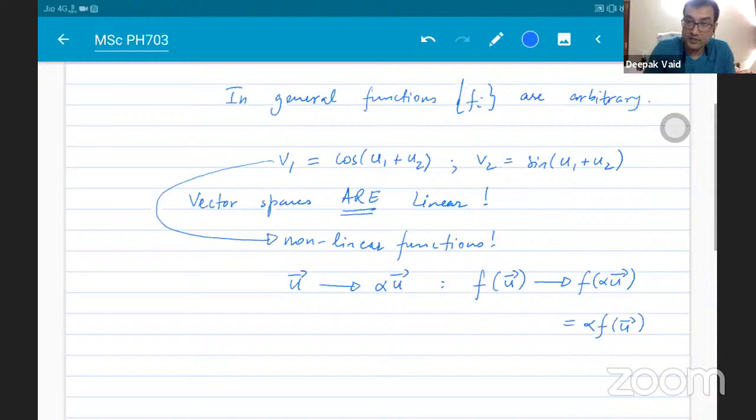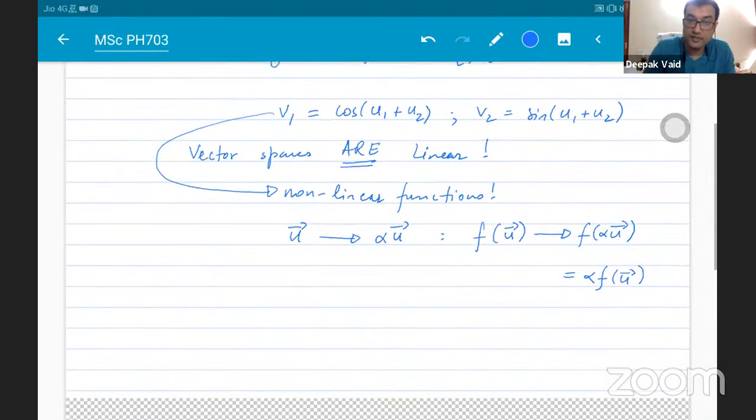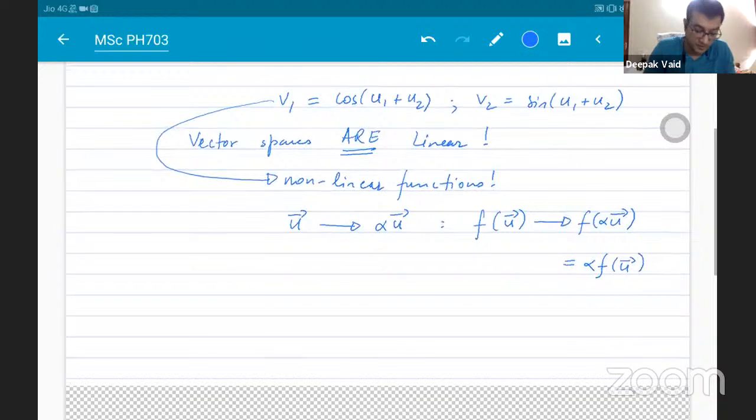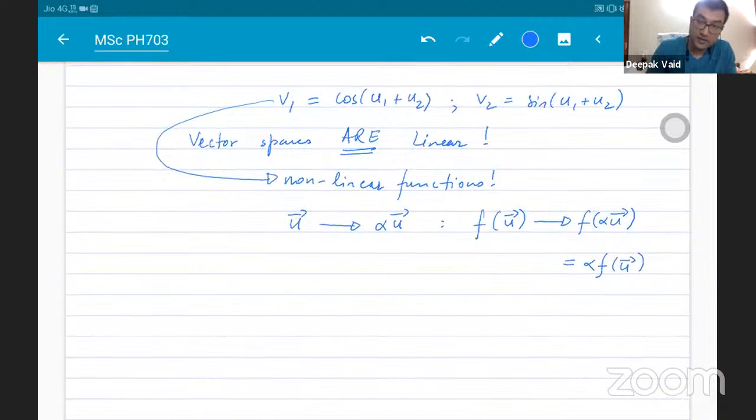If this property is not satisfied, then my function cannot be linear. Okay. And if u itself is equal to the sum of some other two vectors, let's say I have two other vectors x and y. What is the meaning of linearity? A linear function of u should have this property, right?